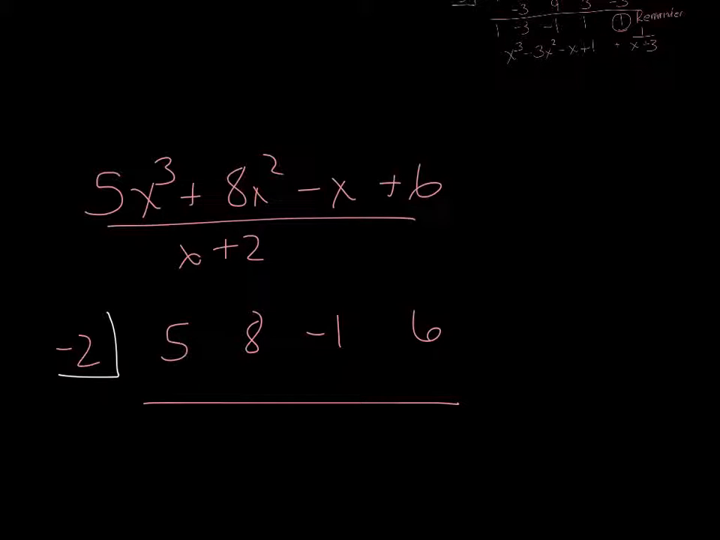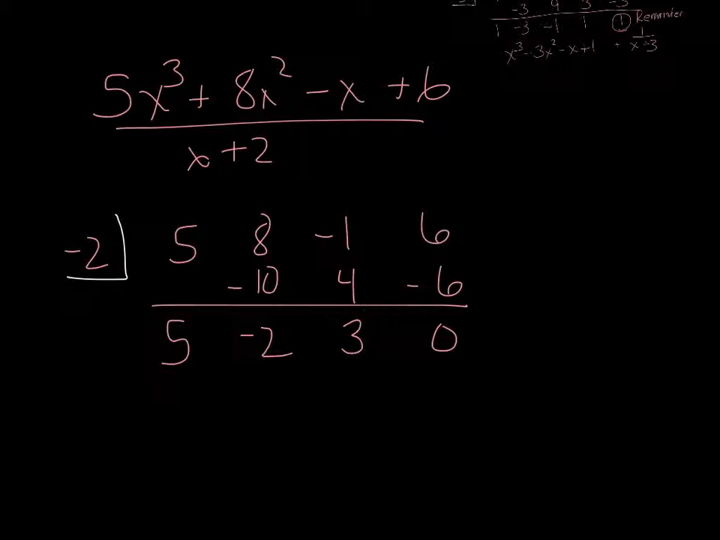So just bring it down and multiply. We add and multiply. Add and multiply. And this time we get a 0 for our remainder. That means that x plus 2 is actually a factor of the original dividend. So what is our new polynomial? 5x squared minus 2x plus 3. That's our new polynomial.